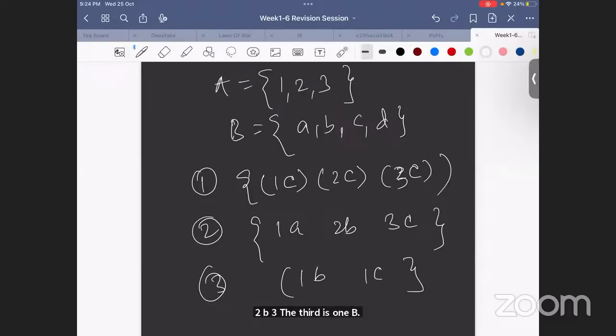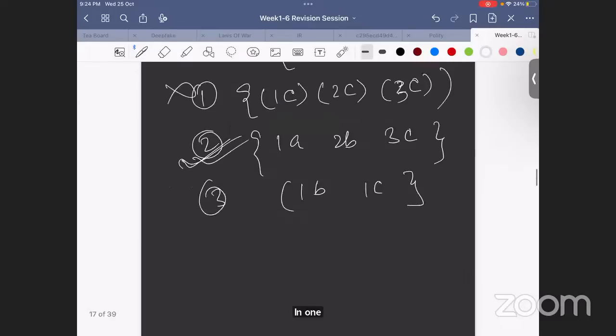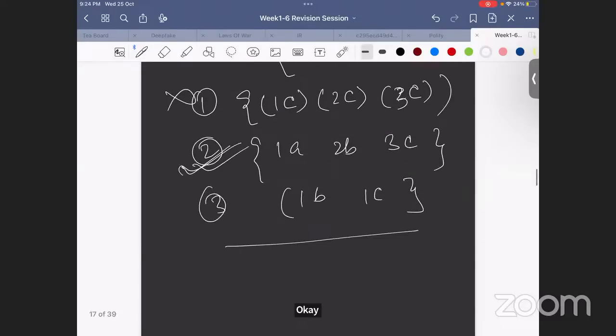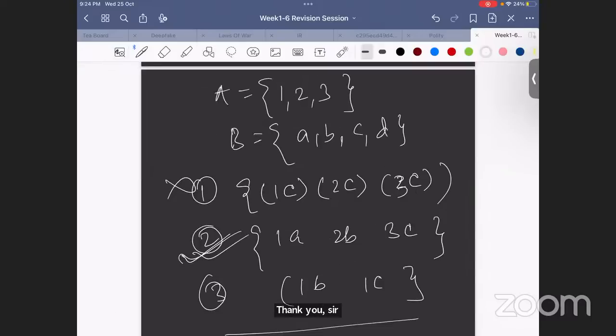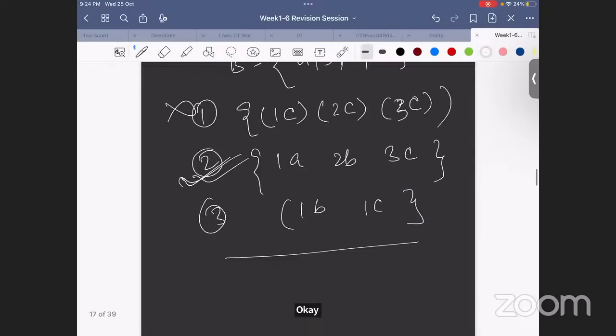Option 2. Option 2 is correct, right? Why is 1 not correct? Because I told you one to many is not possible, unique images in each. And this also is not correct because from 1 you are getting B and C. Is it clear to everyone? Yes, sir. The third is not an injective function.